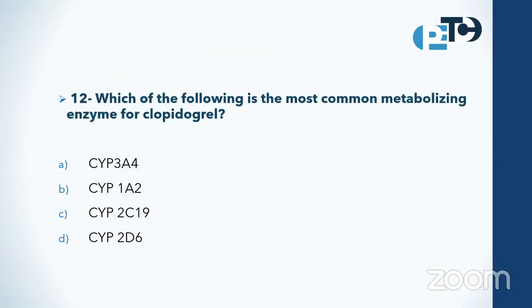Which of the following is the most common metabolizing enzyme for clopidogrel? Clopidogrel, as you know, is a prodrug. So it should be converted to its active metabolite in order to give the effect, through metabolism by the enzyme cytochrome 2C19.